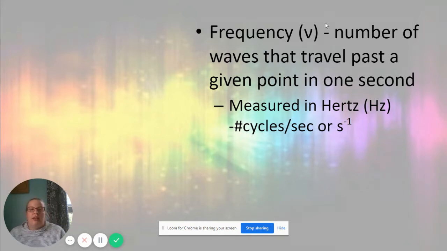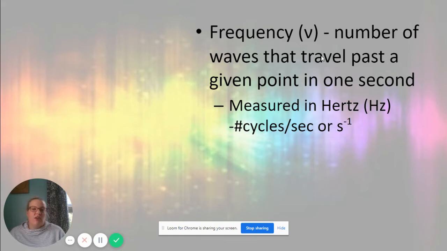The frequency is represented by the Greek letter nu. Right here, this might look like a V, but technically it's kind of like a V with an attitude. It's got a little extra something to it. The frequency is a number that tells you how many waves go past a reference point in a given second. So if here is my reference point, and all of these lights are moving at the speed of light, it is how many waves go past this point in a given second.